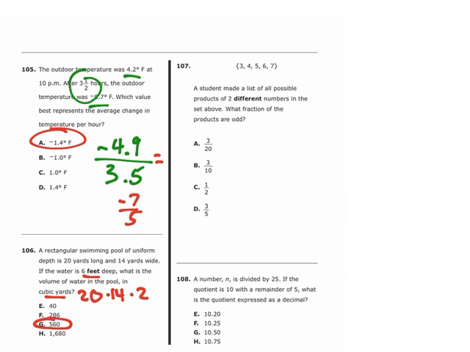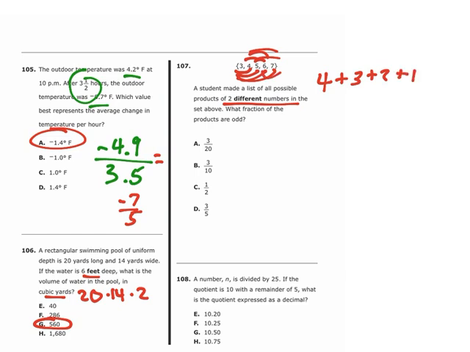All right, 107. This one we have to be careful with, right? It says, a student made a list of all the possible products of 2 different numbers. How many different combinations? Well, we have to make sure we're careful, because we can either say 10 or 20. I can do 3 and 4, 3 and 5, 3 and 6, 3 and 7. I can do 4 and 5, 4 and 6, 4 and 7. I can do 5 and 6, 5 and 7, or I can do 6 and 7.